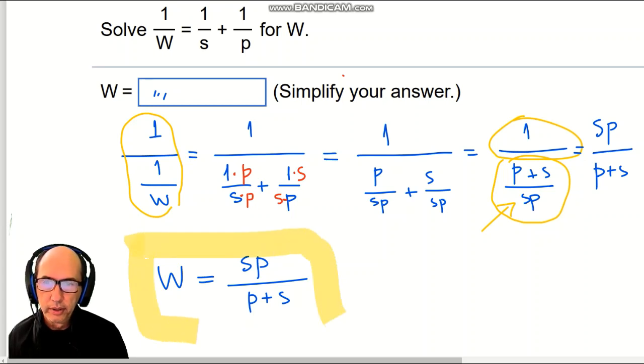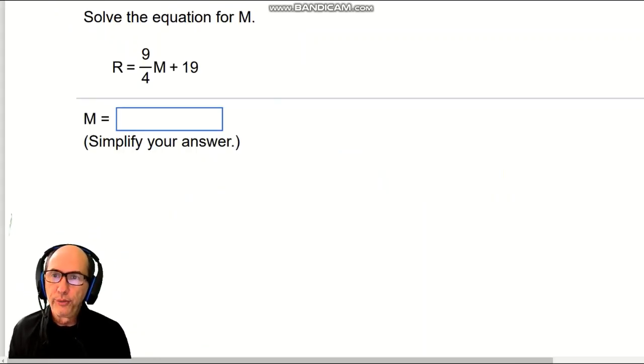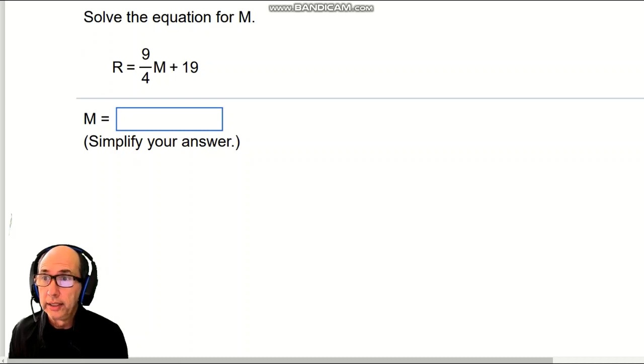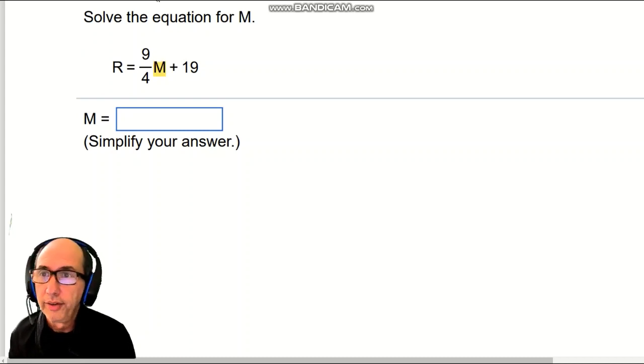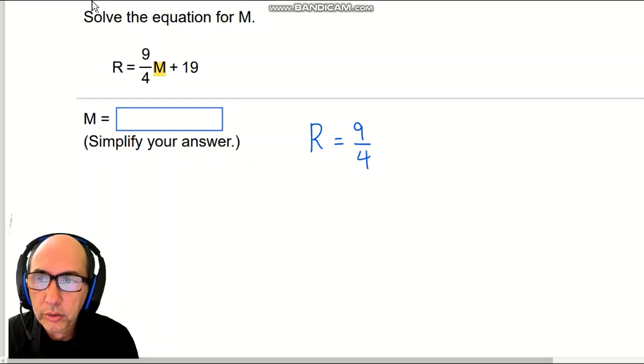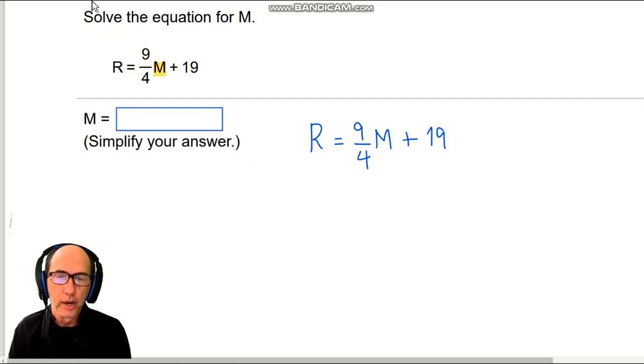Okay, another example. Solve the equation for m. It is another equation: r equals 9 over 4 m plus 19, and we have to isolate m, right? We have to isolate the variable m. What we're going to do is basically apply the addition property of equality and the multiplication property of equality. We can work with this coefficient that's a fraction. We don't need to remove this fraction right now.